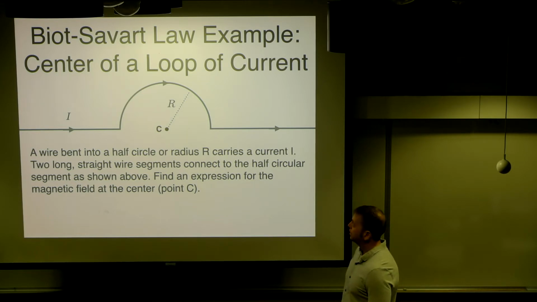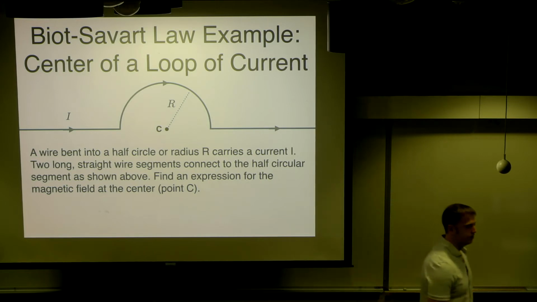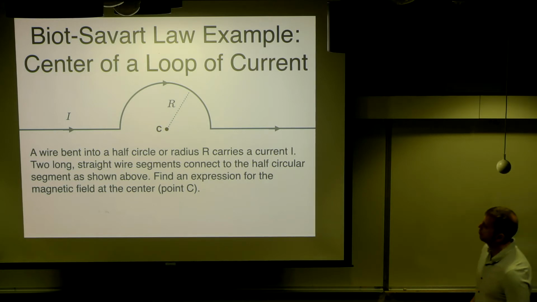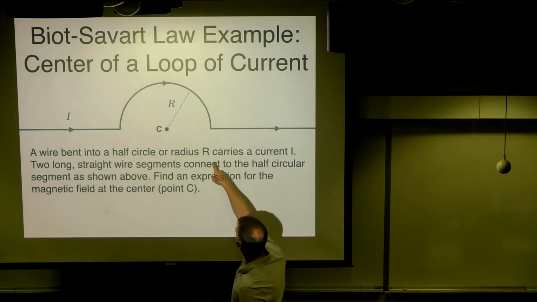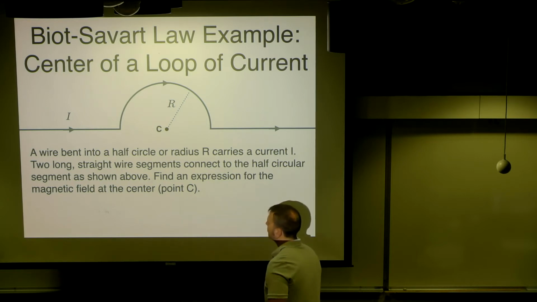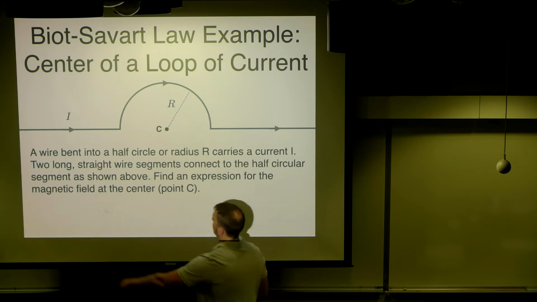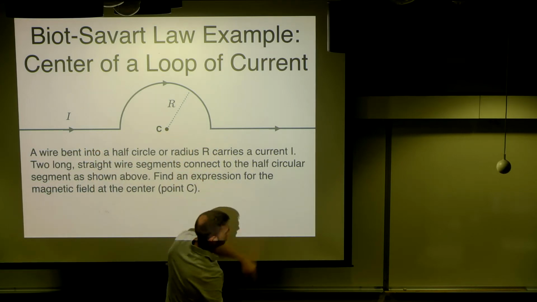So let's do a couple more examples with the Biot-Savart law. In this case, we have half of a circle which is carrying some current. Here's what's going on. We have a wire that's bent into a half circle of radius r, and it carries a current I that's going along the wire. We have 2 long and straight wire segments that are connected to the half circular loop, as you see here, right? So basically, current flowing straight to the right, then through the half circle, then going out straight to the right, okay?